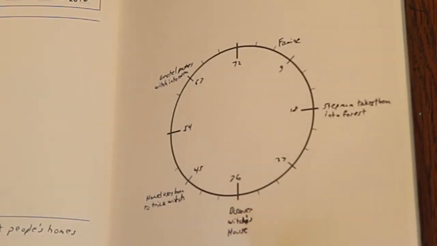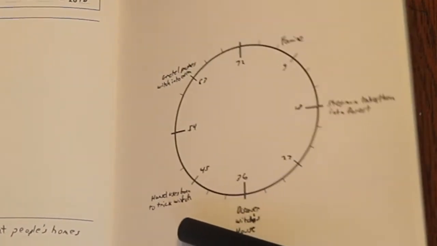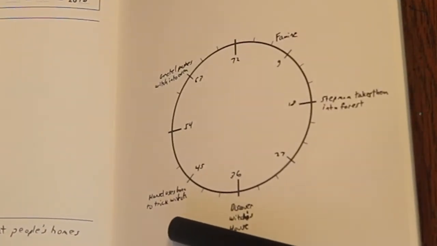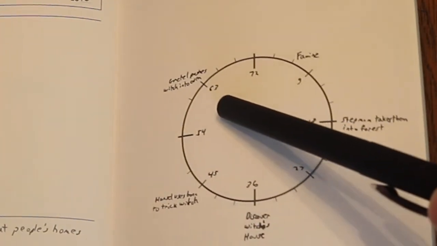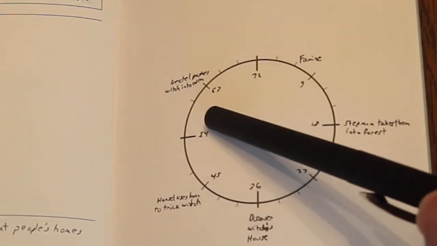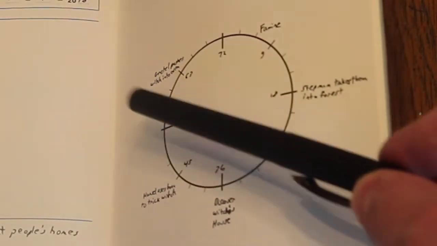You can see my cool, strange, weird handwriting here. About 45,000 words, Hansel's going to use a bone to trick the witch into thinking he's not getting any fatter so she can eat him. 63,000 words, Gretel pushes the witch into the oven.